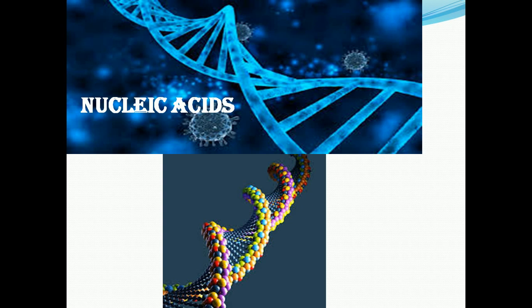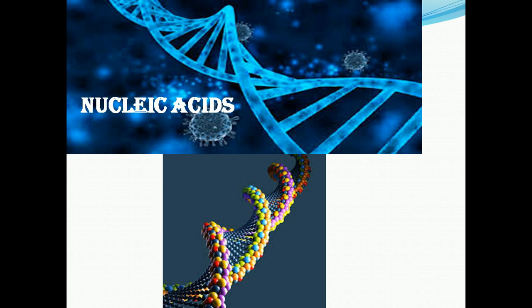Now we'll be studying about nucleic acids. You know that every generation of each and every species resembles its ancestors in many ways. Now, how do the characteristics get transmitted from one generation to another? It has been observed that the nucleus of a living cell is responsible for the transmission of characteristics from one generation to another, and it is known as heredity.